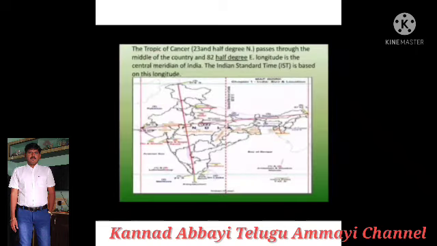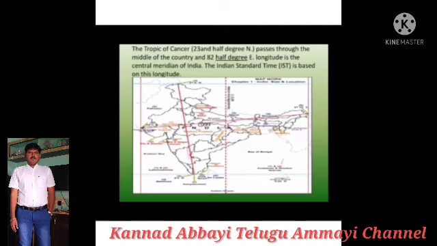Okay, let's see now how India is divided. The Tropic of Cancer, that is 23.5 degrees north, passes through the middle of the country, and 82.5 degrees east longitude is the central meridian of India. So the Indian Standard Time is based on this longitude.